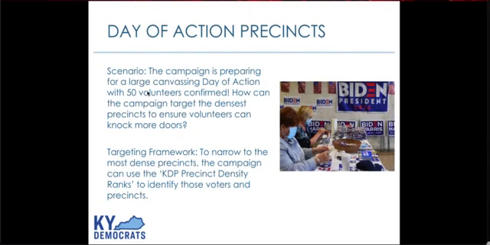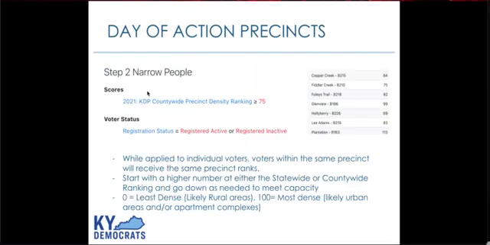So with this, we're moving on to our last exercise. Let's say the campaign is preparing for a large day of action. You have over 50 volunteers that are confirmed, and as the campaign, you want to make sure your volunteers are knocking the most doors possible. The best way to think about that is, of course, you want to make sure you have your universe, and from there, you can narrow to the most dense precincts using the KDP precinct density rank to identify these voters and precincts.